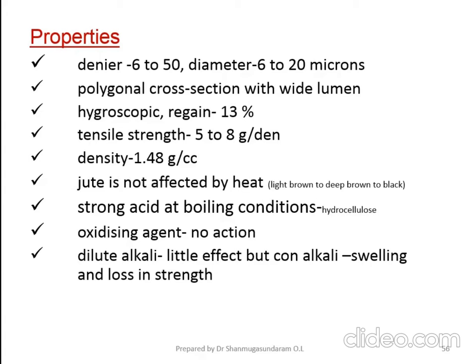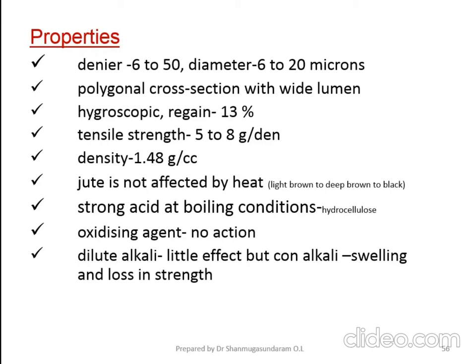Then the strong acid, yes, it will affect your flax fiber similar to your cotton. So what happens with cotton? Cotton will start dissolving when you subject it to strong acid like hydrochloric acid or sulfuric acid. Similarly here, when the flax fiber is treated with strong acid like hydrochloric acid or sulfuric acid, what will happen? It forms hydrocellulose. So your cellulose starts degrading.